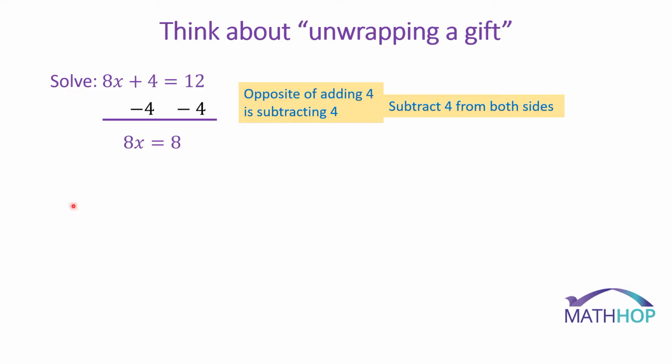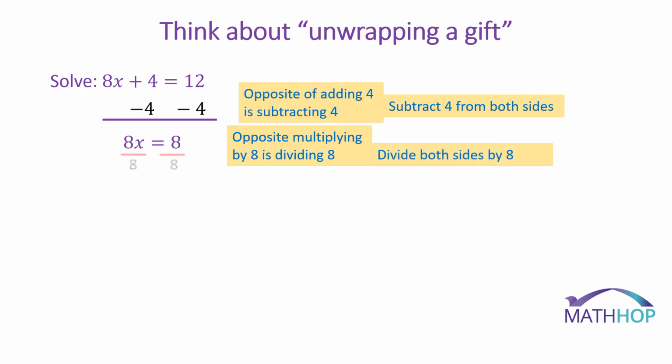Okay, now what's left? We have an 8 that's multiplied to the x. What's the opposite of multiplying by 8? Dividing by 8. So we divide both sides of the equation by 8. When we do that, 8 divided by 8 is 1. We are left with x equals 1. Okay? All right, let's try another one.